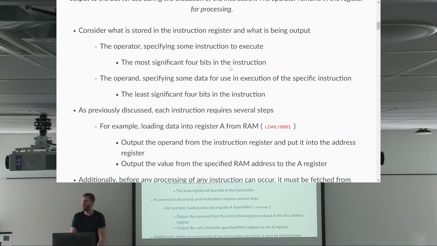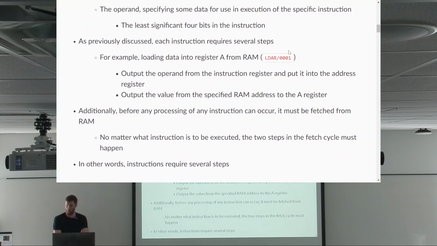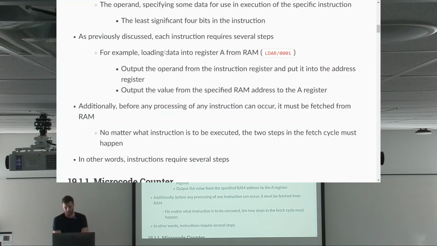So consider that we have the operator specify the instruction to be executed. The most significant 4 bits. The operand goes back out. As previously discussed, each instruction requires some number of steps. Like load A required output the operand from the instruction register and put it into the address register, and then output the value from the specified RAM address to the A register, right? Load A took 2 steps, plus the additional 2 steps of fetch that we had to get beforehand, so 4 steps.